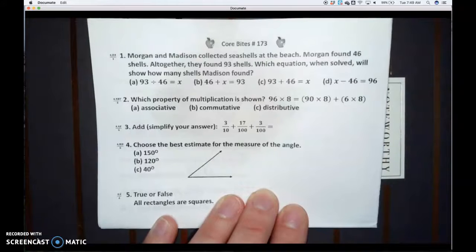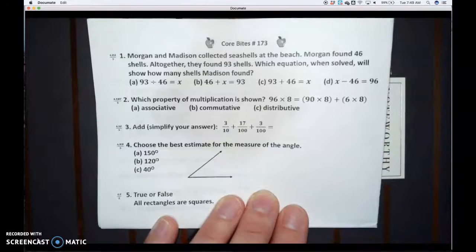The first one says Morgan and Madison collected seashells at the beach. Morgan found 46 shells. Altogether, they found 93 shells. Which equation, when solved, will show how many shells Madison found?